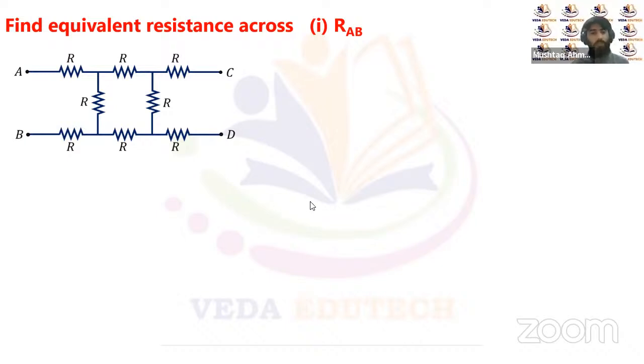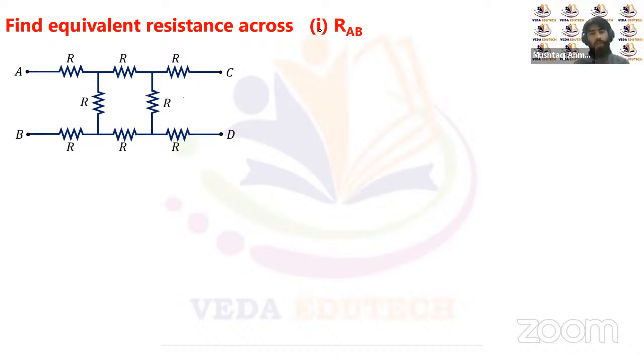So let's discuss another question here. You can see in this diagram, we have a circuit like this. We have to calculate the equivalent resistance across A and B. We have resistors like R, and these are the resistors here. This is how these resistors have been arranged.